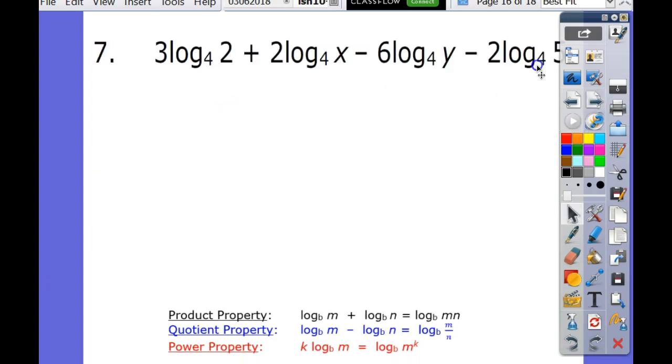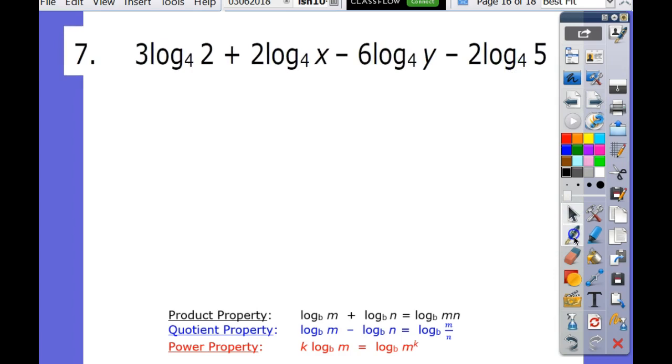Uh-oh, this one looks ugly. This one's kind of long. Do you see that this has a number out in front of the log? If it has a number out in front of the log, I am going to use the power property. It's probably best to use the power property first.